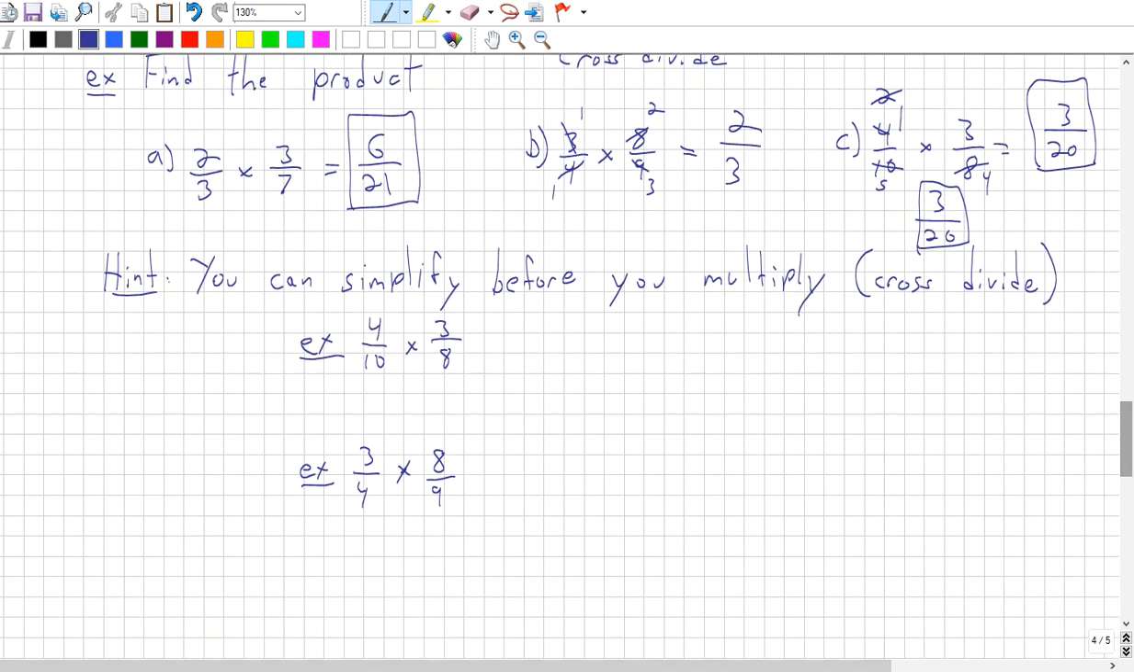So, just like I said, I already showed this actually, the hint. You can simplify before you multiply, cross division, right? So I already showed that above. I went through that whole example already. Okay, remember reducing 4 and 8, reducing 4 and 10, cross dividing, and doing all that step.